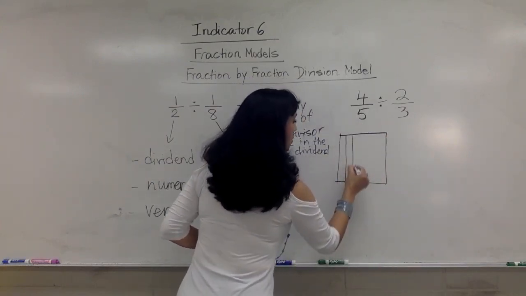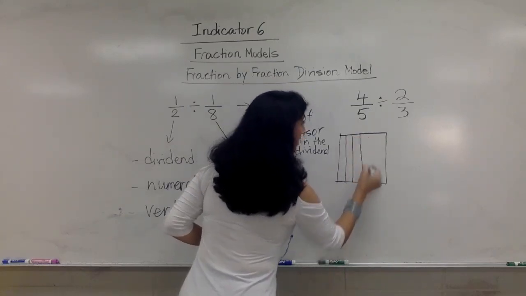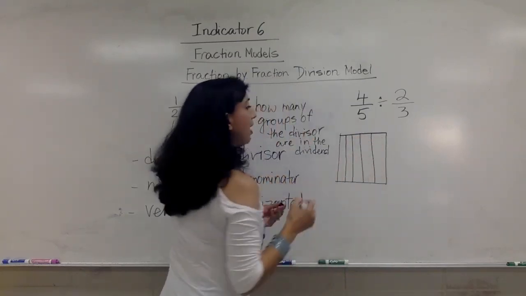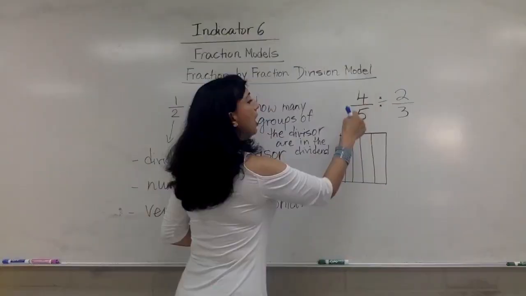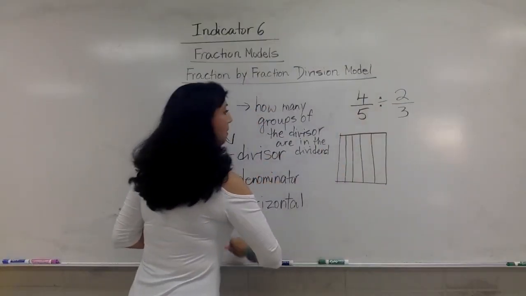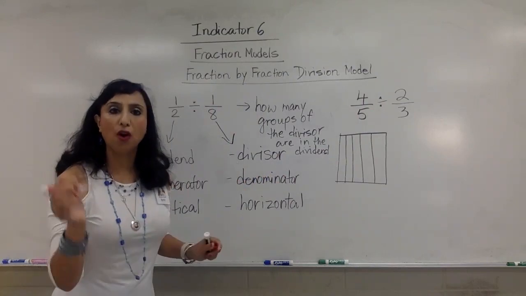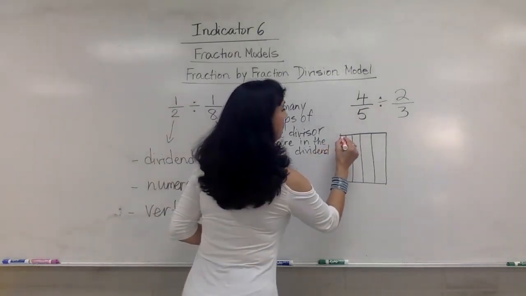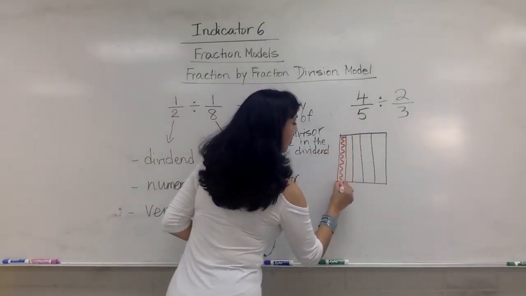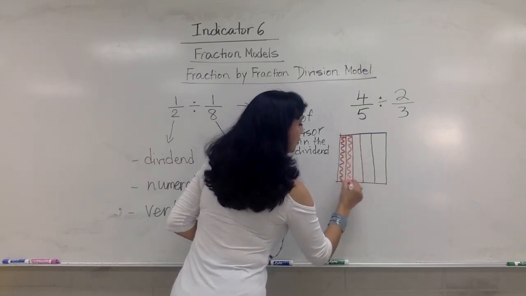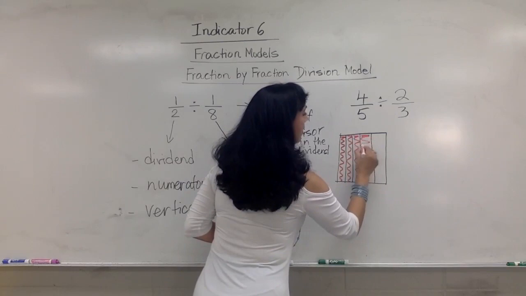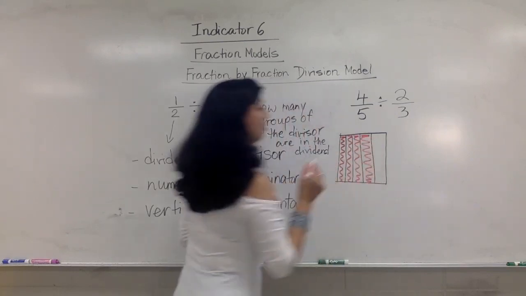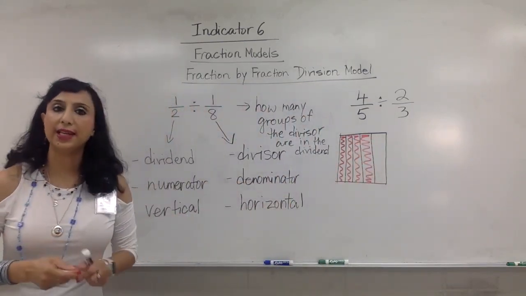1, 2, 3, 4, and 5. And because my numerator is 4/5, I am going to color 4/5. So 1, 2, 3, and 4/5 is colored in.